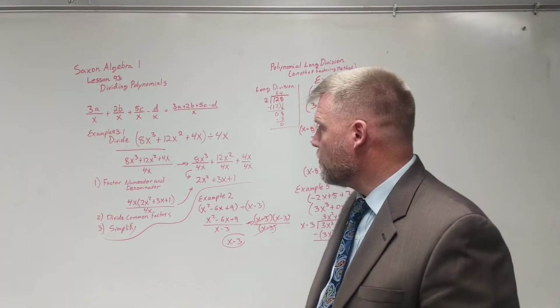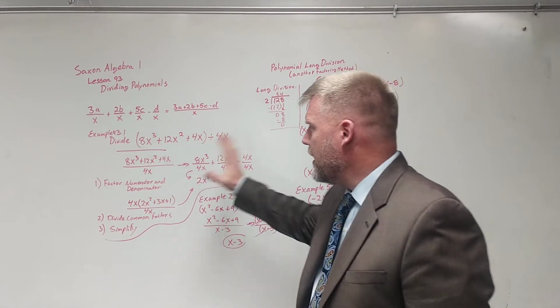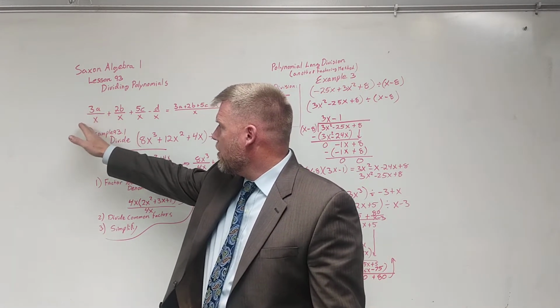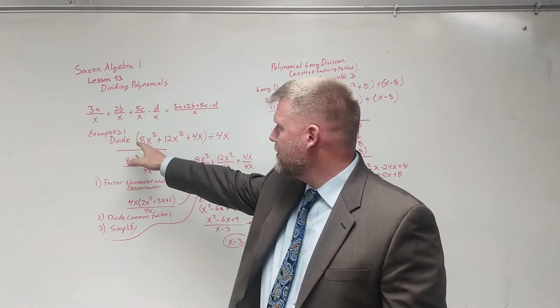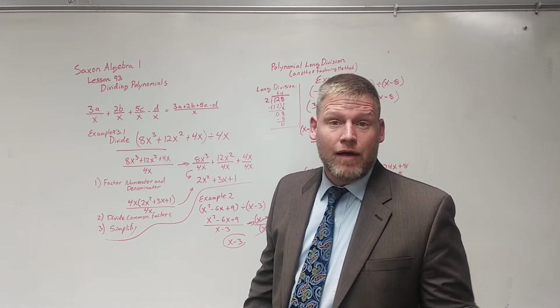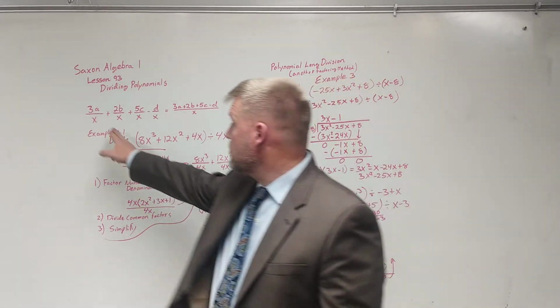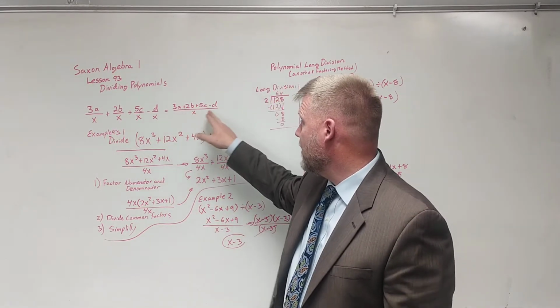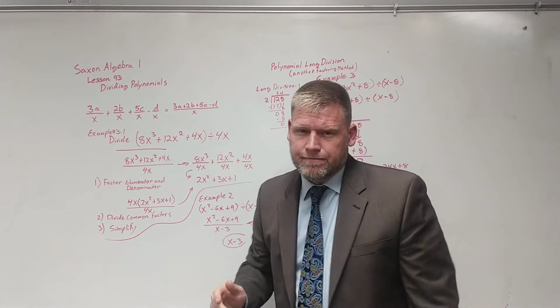So we have polynomials. Now, we already know that when we take a polynomial like this one here, and I say 3a over x plus 2b over x plus 5c over x minus d over x, that in order to add up fractions, I have to have a common denominator. And when I do so, I'll end up saying this is the same as this, right? 3a plus 2b plus 5c minus d over x.